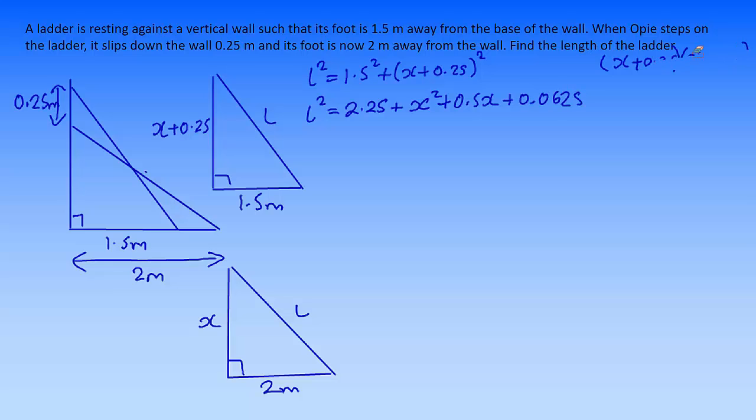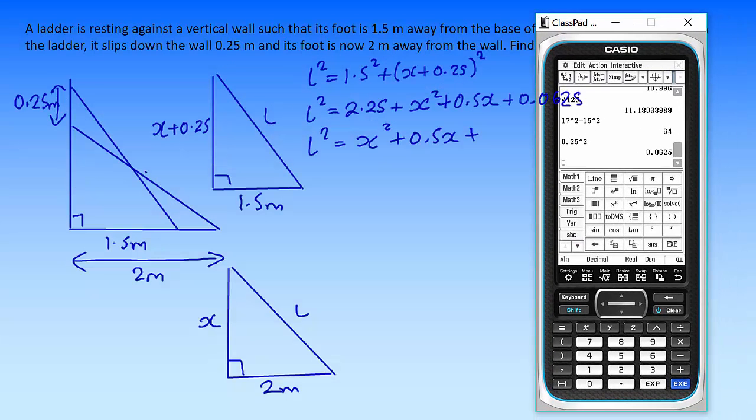Let's just get rid of this because that was there for explanation. We might need that space in a moment. So L squared, not T squared, L squared is going to be x squared plus 0.5x plus 2.25 plus 0.0625 gives me 2.3125.